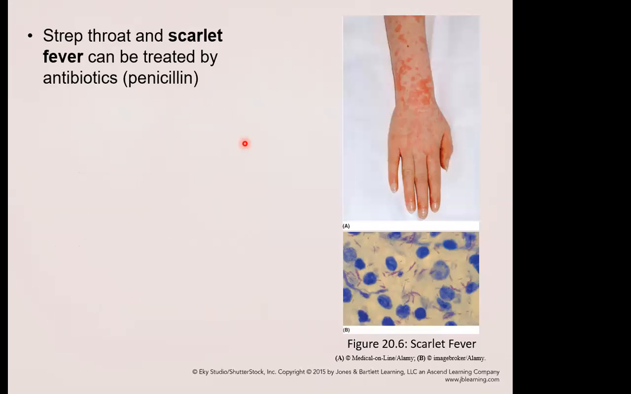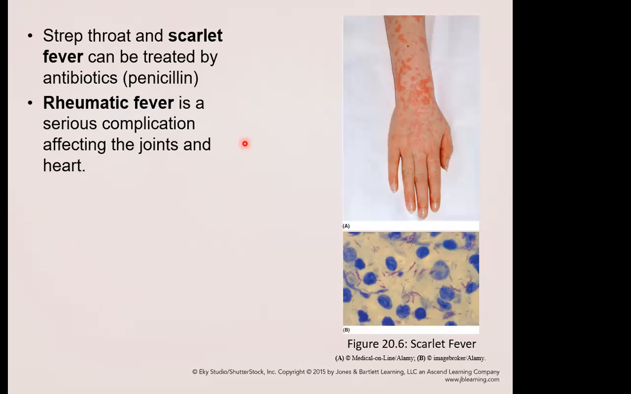So strep throat, scarlet fever, both caused by strep pyogenes. We can treat that with penicillin, an antibiotic. Let's go back to chapter 1. Who discovered penicillin? On it, Alexander Fleming. All right, so if strep throat turns into scarlet fever, and scarlet fever isn't dealt with antibiotics, that can turn into rheumatic fever. So again, this is caused by strep pyogenes.